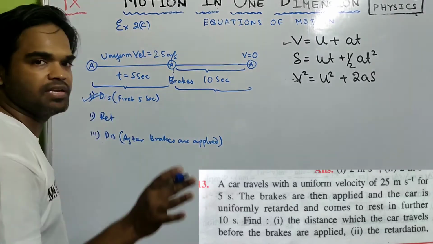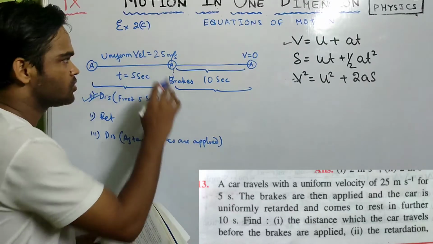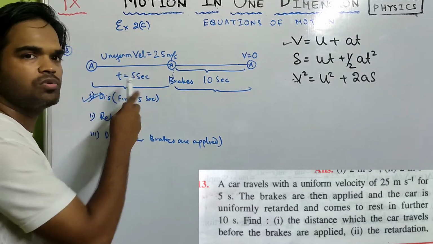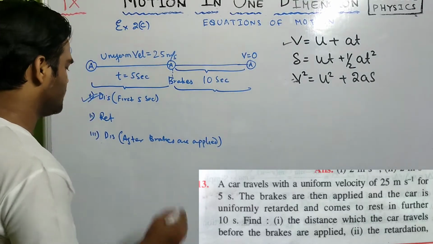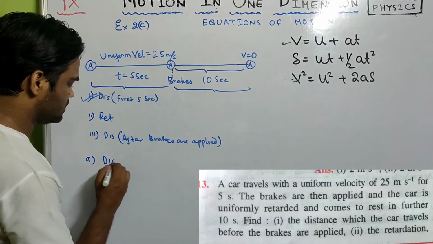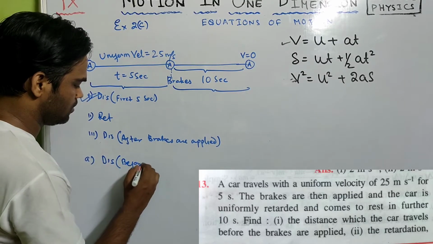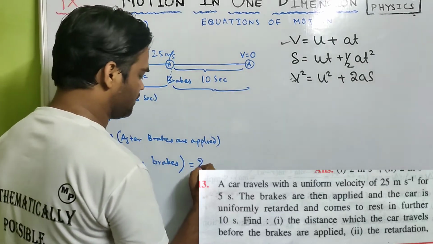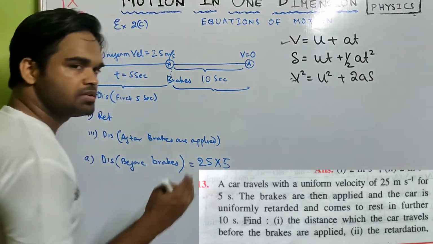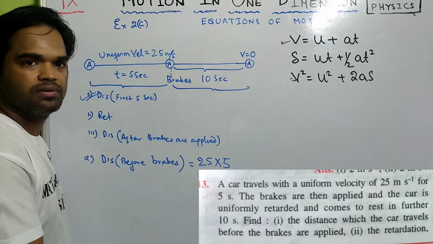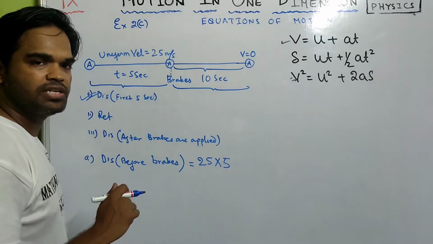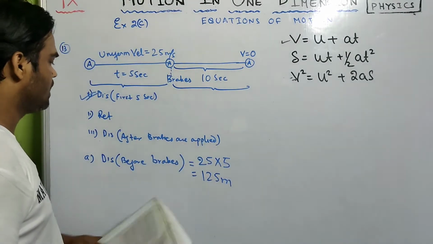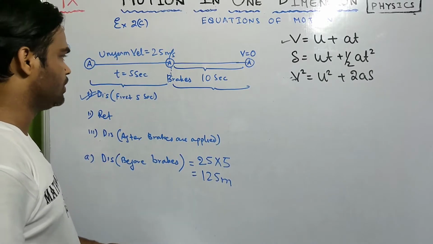Now the first one is very easy. Uniform velocity, 25 meter per second, time is 5 seconds. So distance will be what? Uniform velocity into time, simple, because the velocity is not changing, which means the distance traveled before brakes are applied is 25 multiplied by 5. Distance equals speed into time. That logic only. Am I clear or not? Because the velocity is not changing. So that's 125 meter we got.